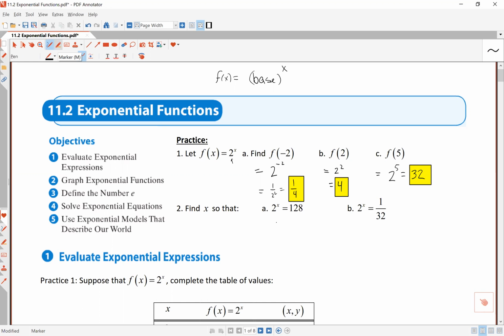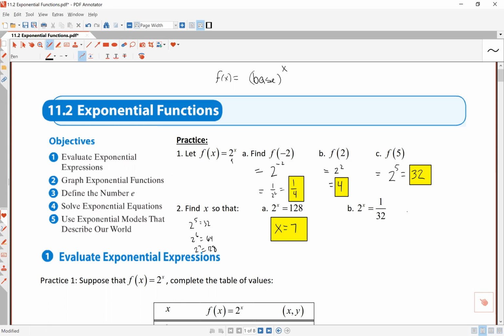Going the other way, practice 2. Find the x value that would make us get to 128. We saw that 2 to the fifth is 32, which would make 2 to the sixth 64, which would make 2 to the seventh 128. So that would make x equal to 7 in order for 2 to the x to be 128.